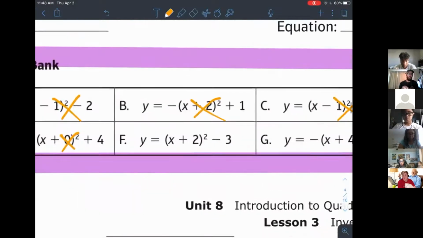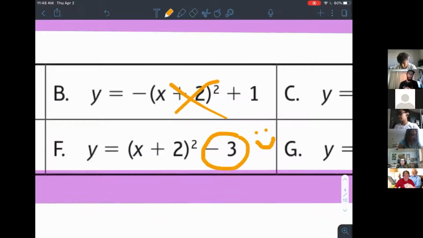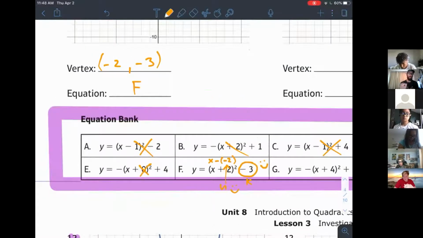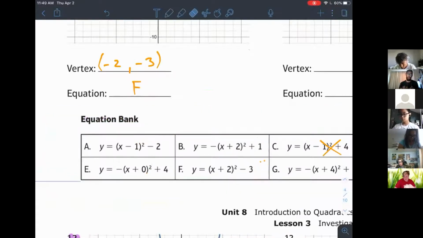Look at f. Does that have a k value of -3? Yes. And does it have an h value of -2? You might be saying, well, Mr. B, that's a +2, but keep in mind, it always presets at x minus h. So really that x minus h is like the same thing as x minus -2. So do we have a k value of -3? Yeah. Do we have an h value of -2? Yes. So which equation would this first one be? F.